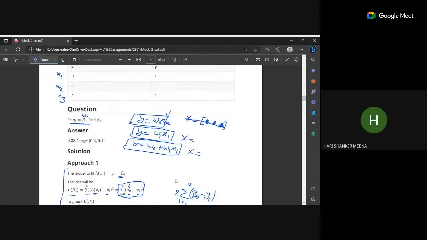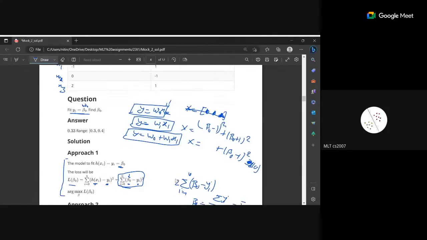So it will have three beta naught, right? You have beta naught minus one square, plus beta naught plus one square, plus beta naught minus one whole square, and this is your loss function. Now you have to find for which beta this loss is minimum. So what you will do, you just do the differentiation and equate to zero. You will find the best beta for which this function is minimum, right?